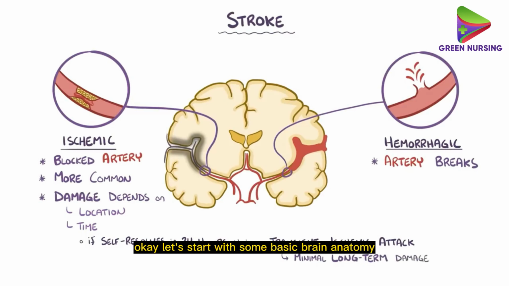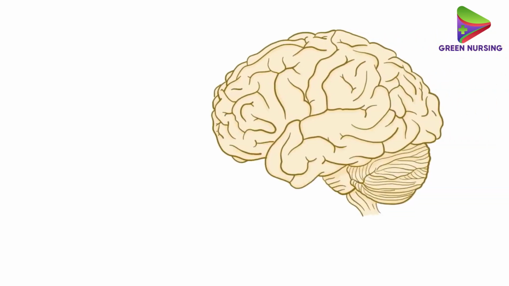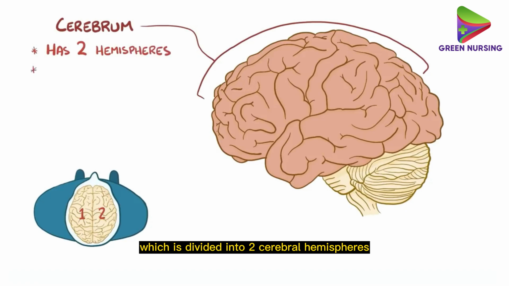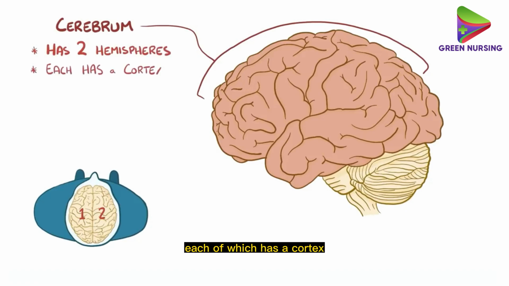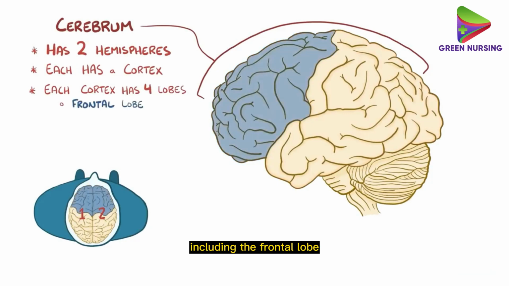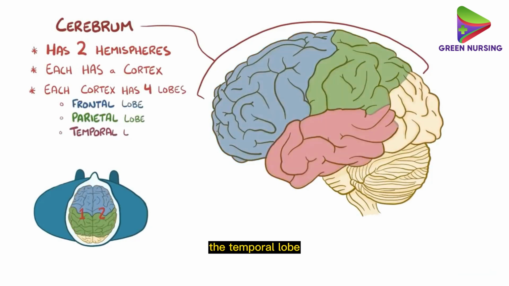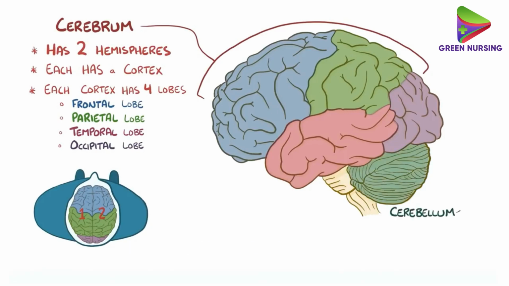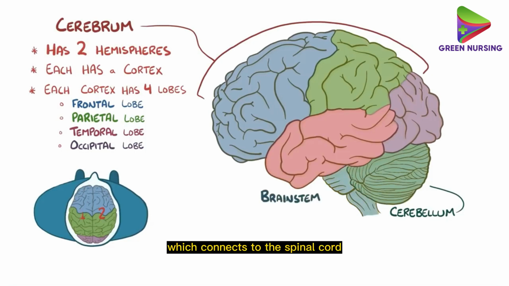Okay, let's start with some basic brain anatomy. The brain has a few regions. The most obvious is the cerebrum, which is divided into two cerebral hemispheres, each of which has a cortex, an outer region, divided into four lobes, including the frontal lobe, the parietal lobe, the temporal lobe, and the occipital lobe. There are also a number of additional structures, including the cerebellum, which is down below, as well as the brainstem, which connects to the spinal cord.